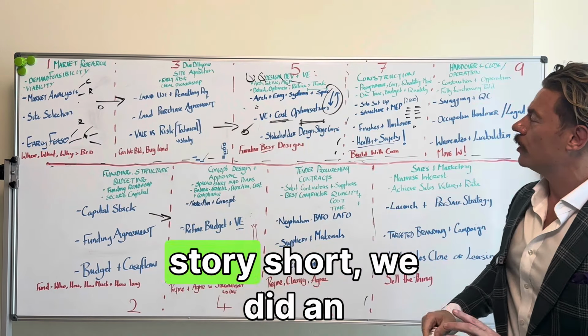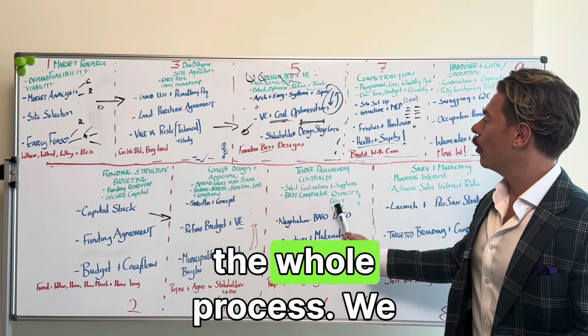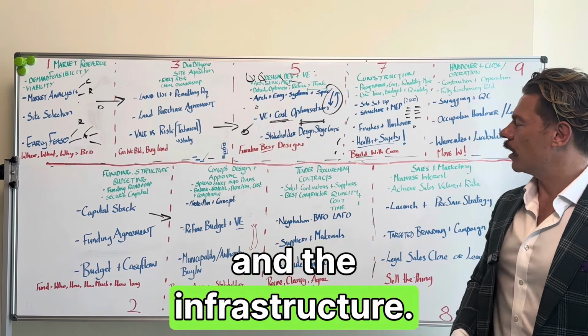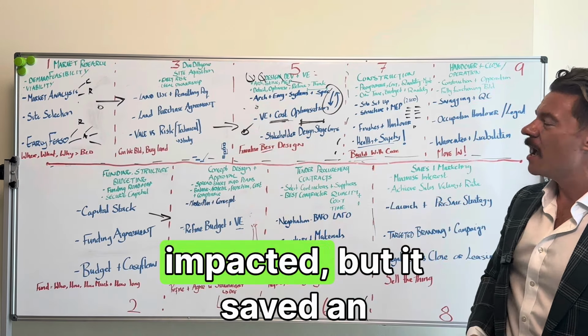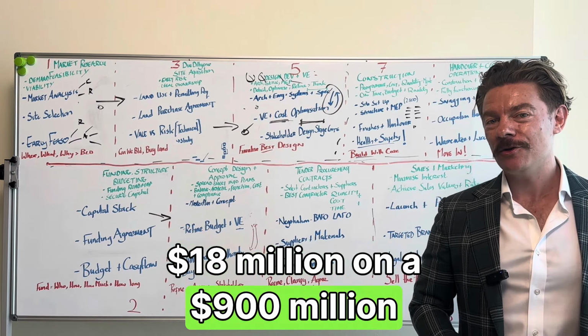And to cut a long story short, we did an extensive value engineering exercise and then re-tendered the whole process. We started on site with things like the groundworks and the infrastructure. So the critical path wasn't impacted, but it saved them $80 million on a $900 million development.